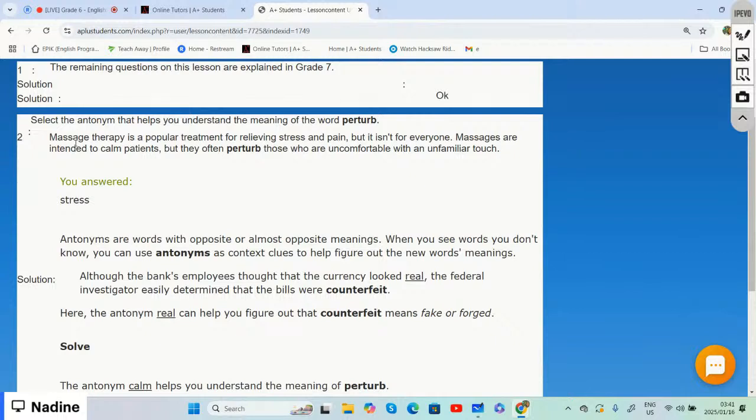And if we were to choose the opposite of perturb, then we can say it is calm. Because here they say it intended to calm patients, but they often perturb, meaning that they're not calm.